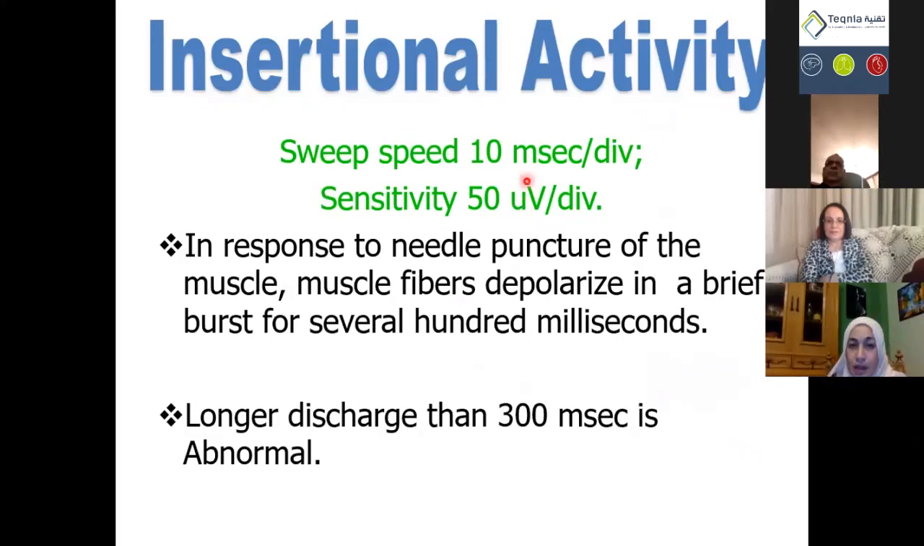If I put the sensitivity at 1 millivolt per division, I will miss the insertional activity. They are so small, I have to put the sensitivity at the lowest, 50 microvolt per division or less. In response to needle electrode puncture, the muscle fibers depolarize in a brief burst of several hundred milliseconds. I will record this muscle fiber depolarization as an upward deflection, as a negative potential, as I am recording from the extracellular space, not from the intracellular space. If insertional activity is prolonged more than 300 milliseconds, this is recorded abnormality.